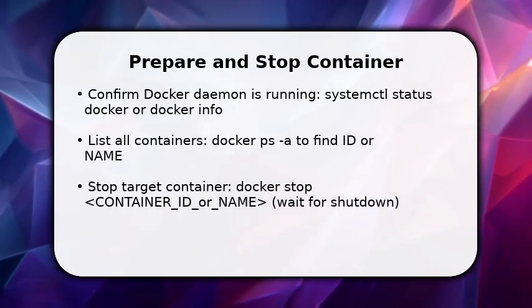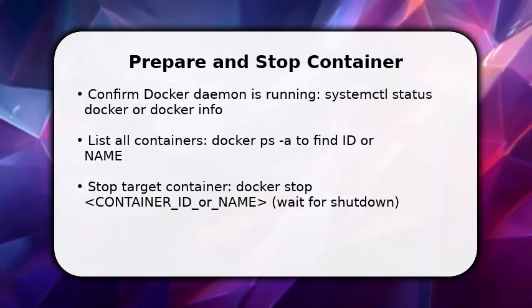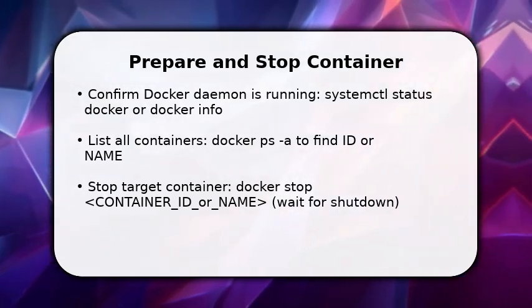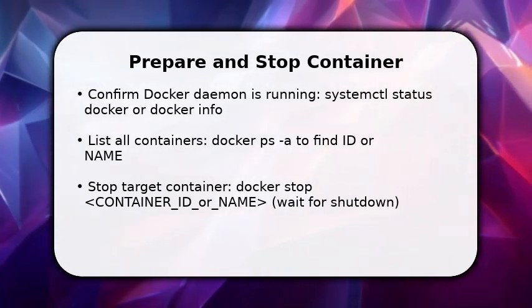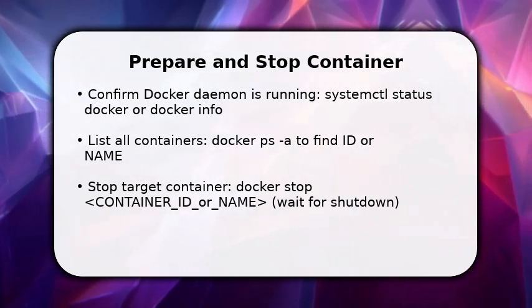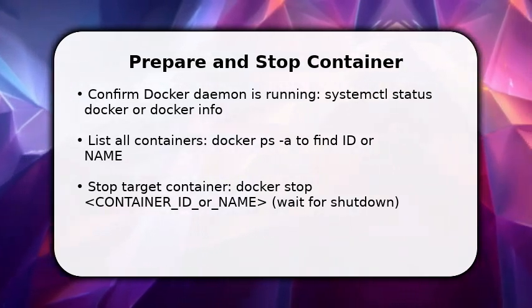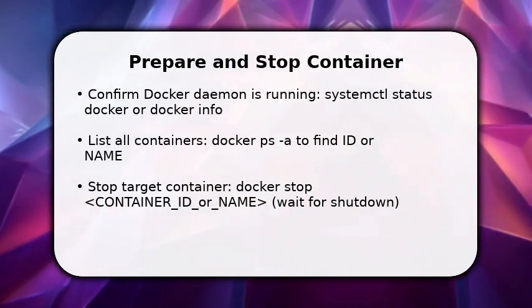You should begin by ensuring Docker is active and you can talk to it. Once confirmed, list every container with docker ps to identify the exact ID or name you will remove. Then stop that container with docker stop container. You do this because Docker refuses to remove running containers. Stopping cleanly avoids data loss and lets you proceed to deletion.